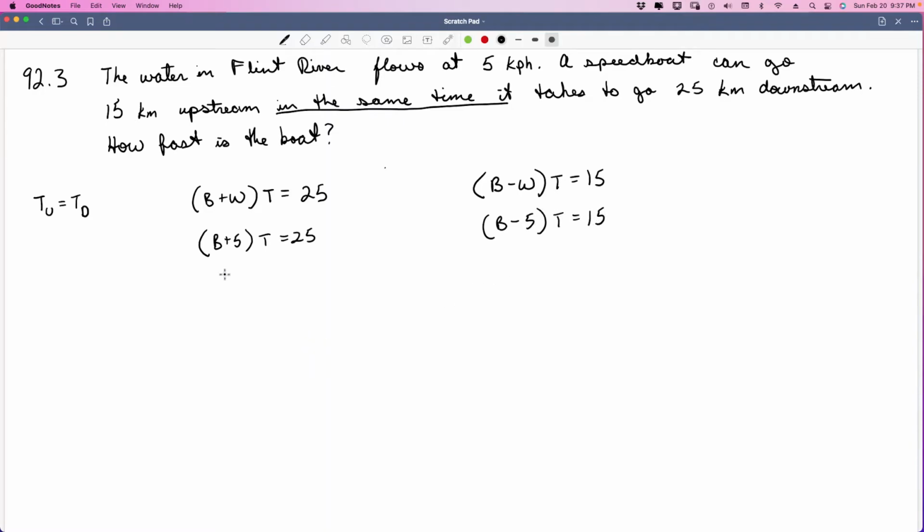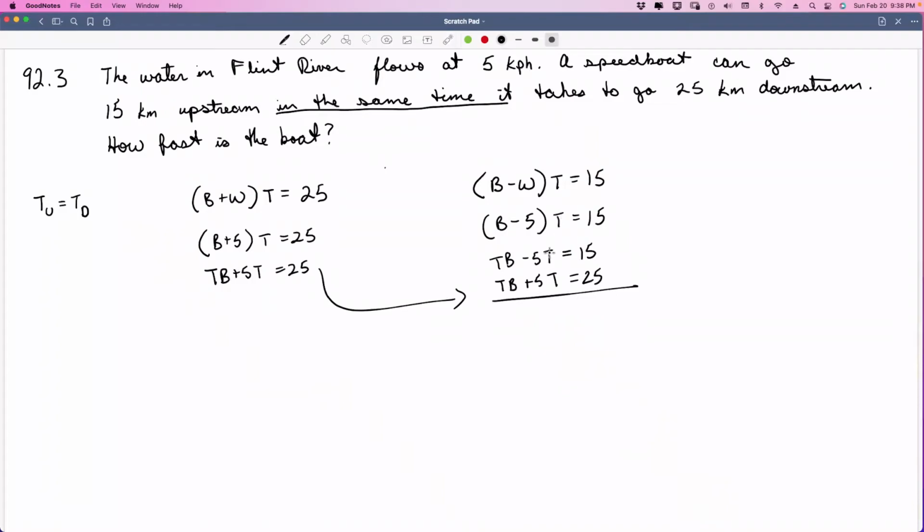So now we'll distribute. We have tb plus 5t equals 25. And then we have tb minus 5t equals 15. So now we can just do a little bit of elimination. So I'm just going to bring this one over here. And I'm going to say tb plus 5t. I don't know why I wrote 52. 5t is equal to 25.